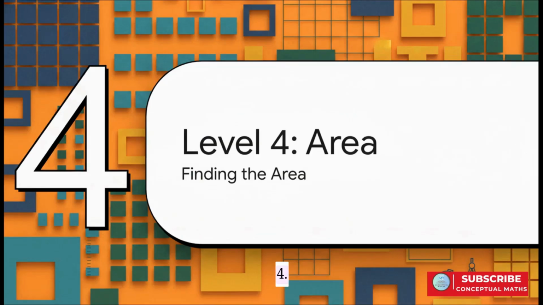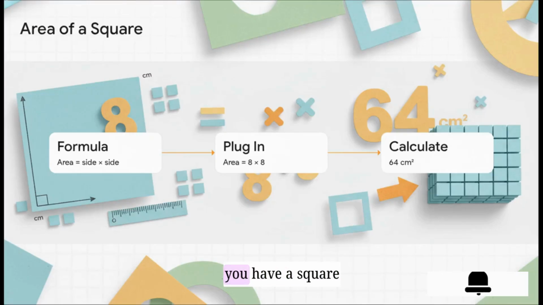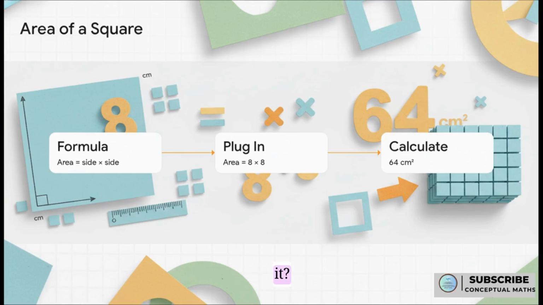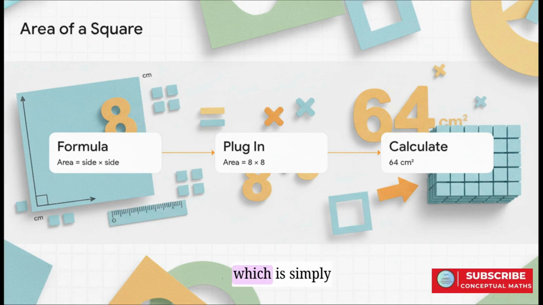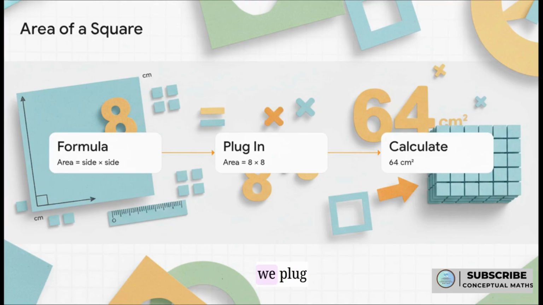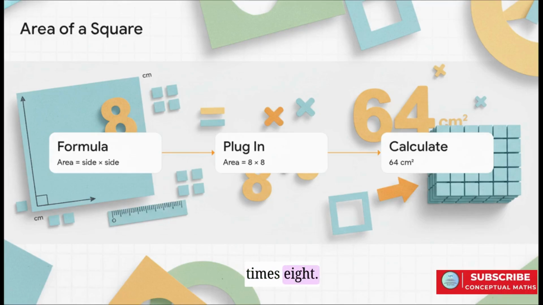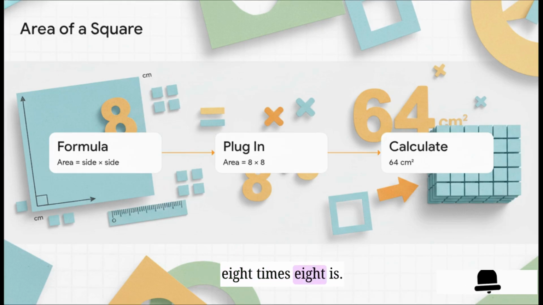Moving on to our final stage, level 4, finding the area. So imagine you have a square and one side is exactly 8 centimeters long. How do we find the total area inside it? Well, it's basically a foolproof recipe. Step 1, we use the formula, which is simply that the area of a square equals side times side. Step 2, we plug in our 8 centimeter side length, so area equals 8 times 8. Step 3, we calculate the solution. And since we're pros now, we know from our earlier table exactly what 8 times 8 is.